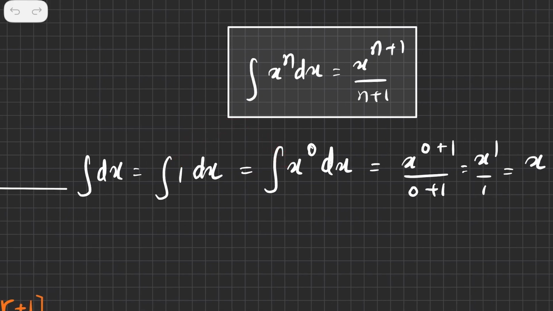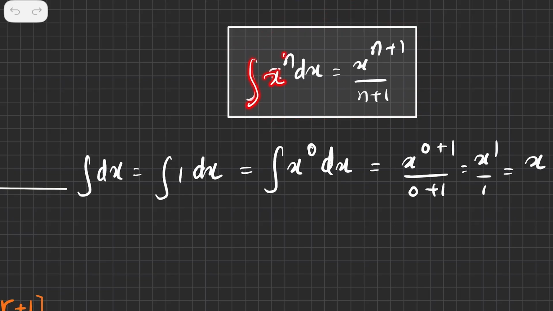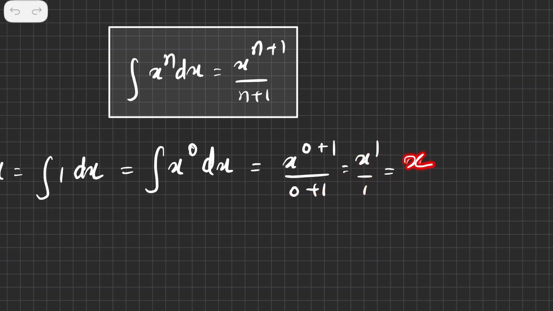Now using the standard form of the basic integration formula, integration of x raised to n dx gives x raised to n plus 1 upon n plus 1. Because I have a 0 over here, it is x raised to 0 plus 1 upon 0 plus 1. 0 plus 1 is 1, so that is x raised to 1 upon 1, and 1 we do not write, that's why we say x.